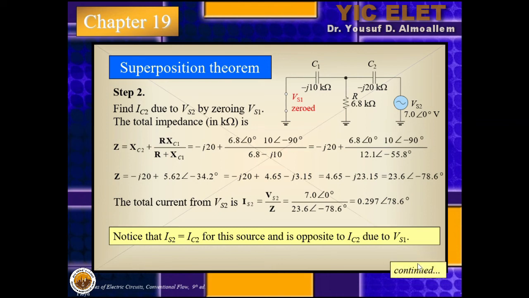Fortunately, the current that we're looking for is the total current, indeed, in this case. So I will simply write IS2 is equal to the total current, which is VS2 over total Z, and this will be our second portion of the current. Just keep in mind that the IS2 is in the opposite direction of IC2, and in that case we just have to flip the signs, or we add 180 degrees to the angle.